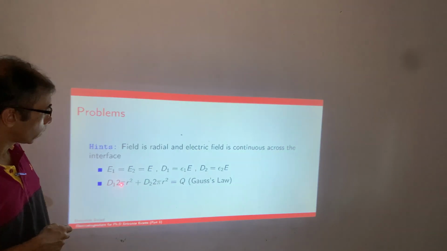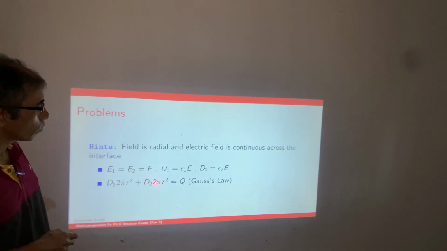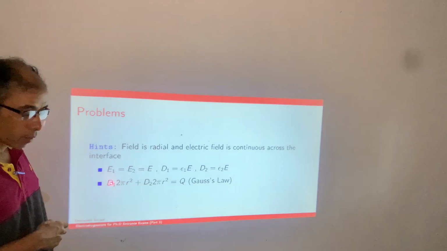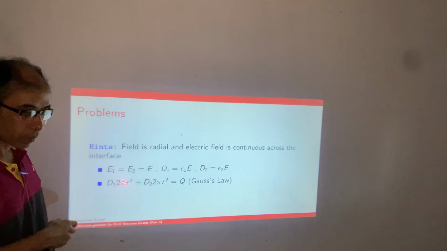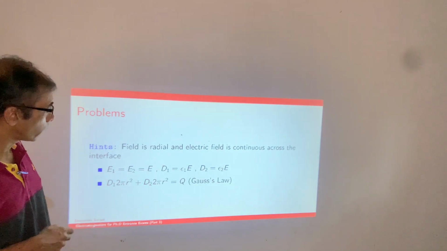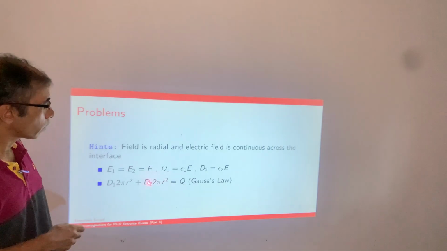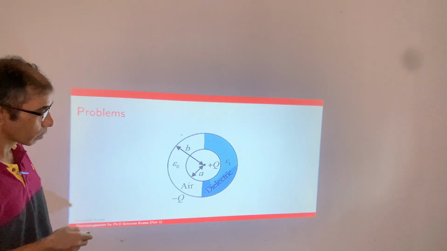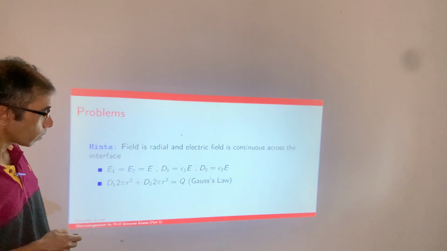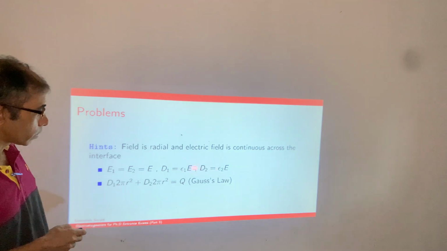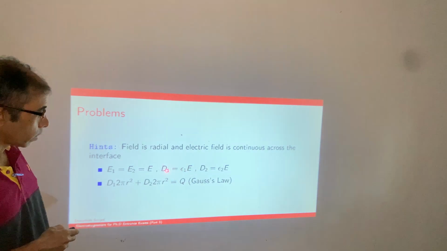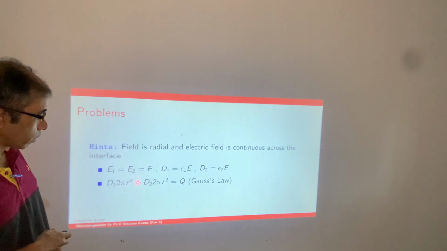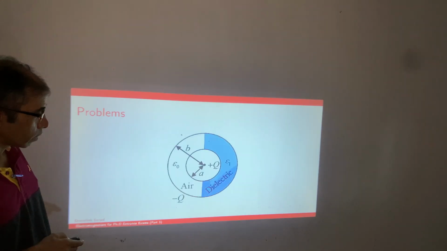Right? So D1 times 2 pi r square plus D2 times 2 pi r square. This is D1 across half of the surface, and this is D2 across the other half of the surface. This is the area of half of the surface, and that is equal to q. This is the enclosed charge. That's it. And from there, use these relations: write D1 in terms of E and D2 in terms of E, and you will get the desired expression.